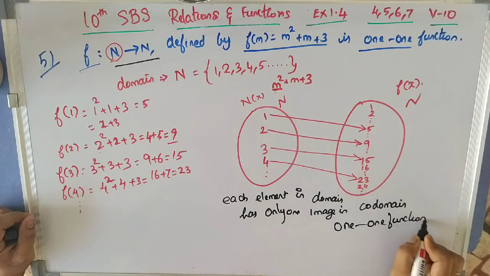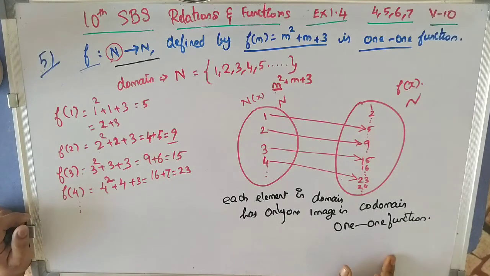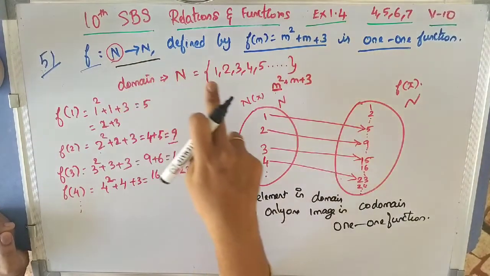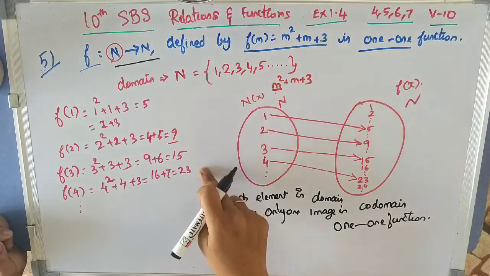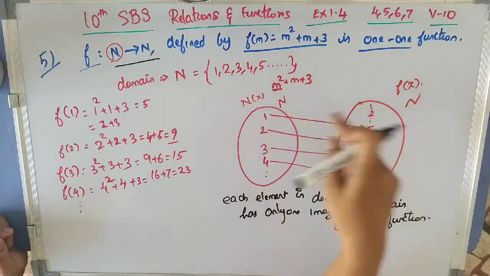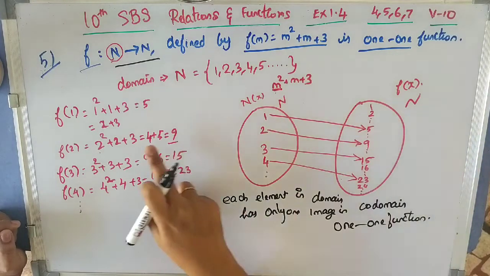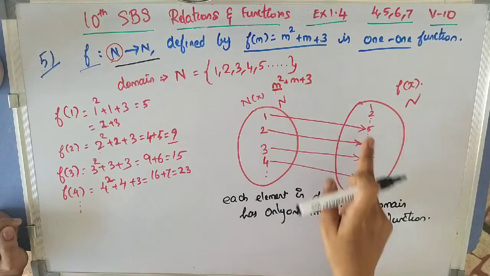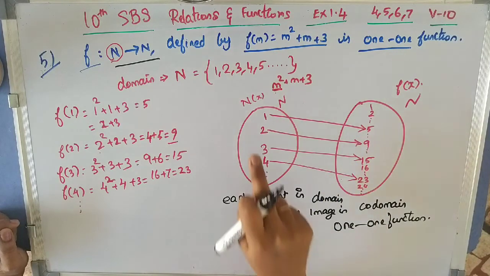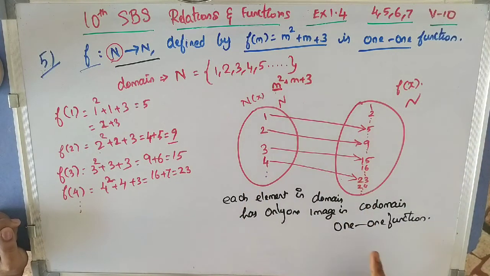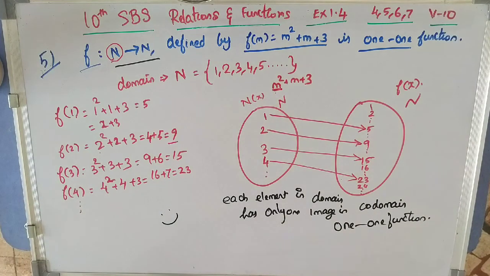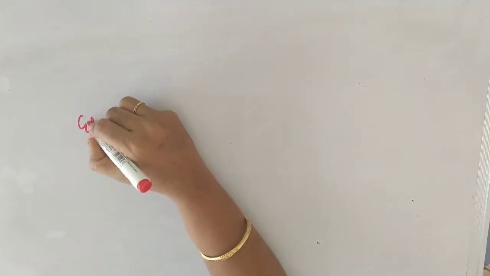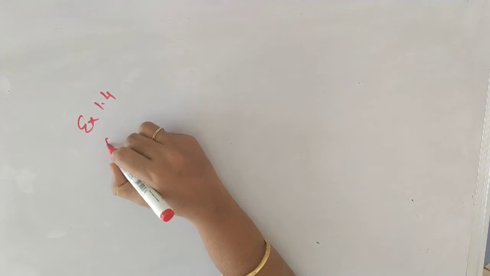So in this question, we have found the natural numbers and we have substituted the natural numbers in f of m and found the images of those numbers and we have drawn the arrow diagram and we can clearly see that each element in the domain has only one image in the codomain. So this function is absolutely a one-to-one function. Clear? So with this, exercise 1.4 problems 4 and 5 is over.